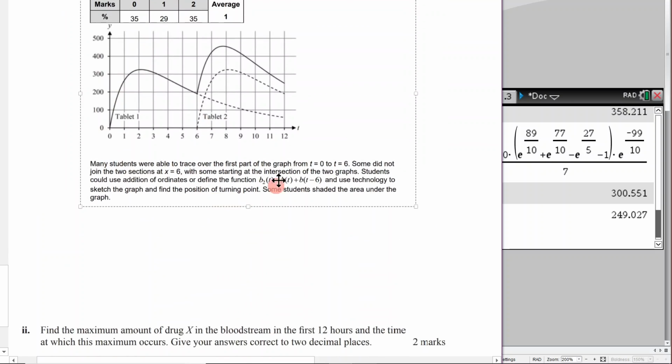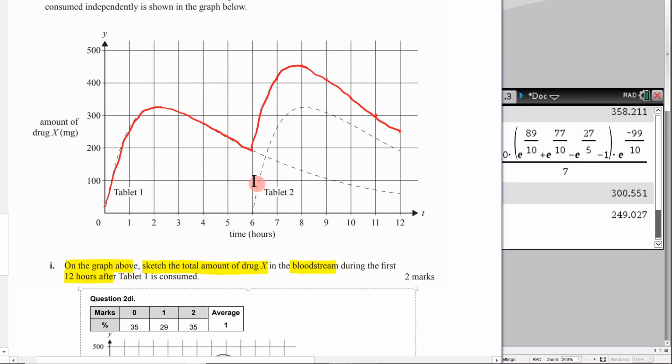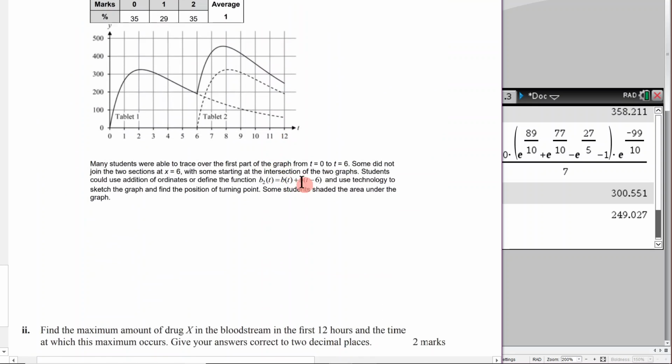Some students did not join the 2 sections at x equals 6, some starting at the intersection of the 2 graphs. So many people incorrectly just went like that, and then perhaps from here they started to go up, not realizing that you're taking the drug at this point right here, not at the intersection point. That's what that's referring to.